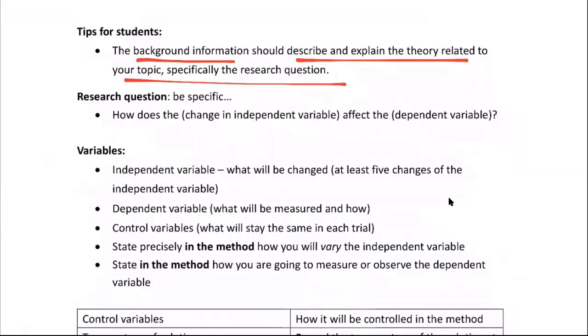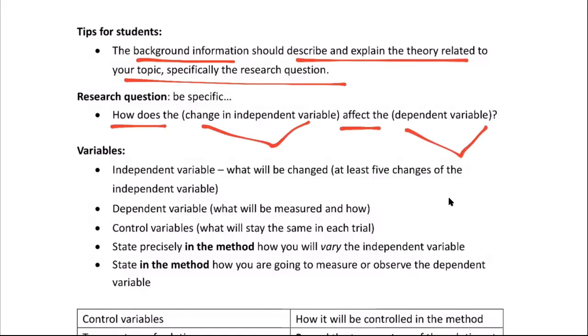And it could vary, okay? But based on what you pick, your background information should explain the chemical theories behind whatever you're picking for your research question. For the research question, you need to be specific. It's one sentence, it's a question. It should be worded like this: how does the, and then you insert whatever change you're going to do, your independent variable, affect the dependent variable.